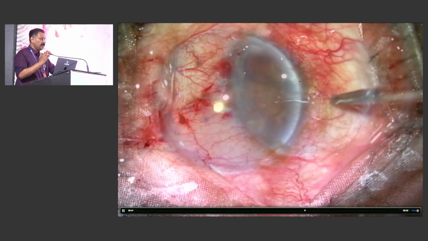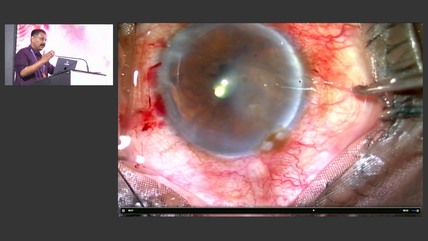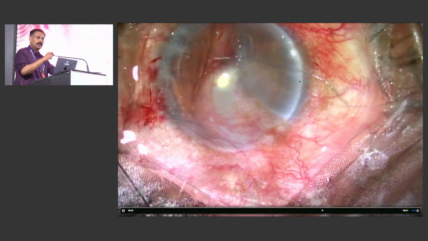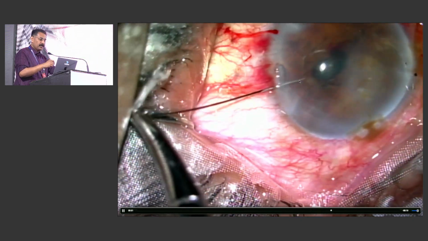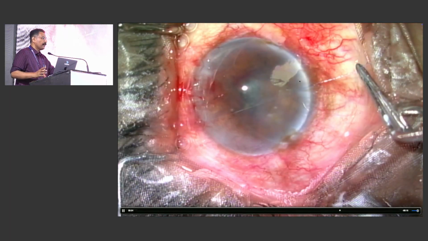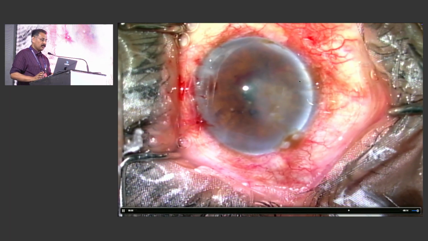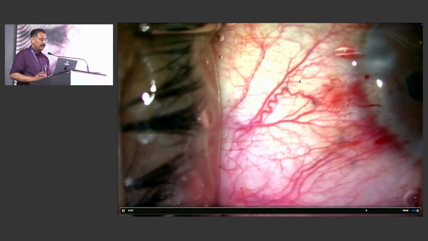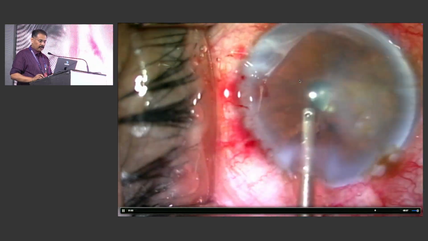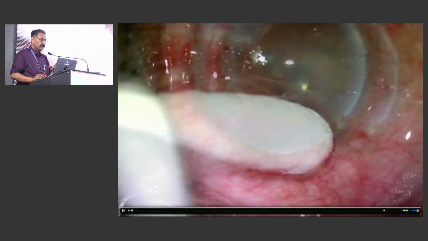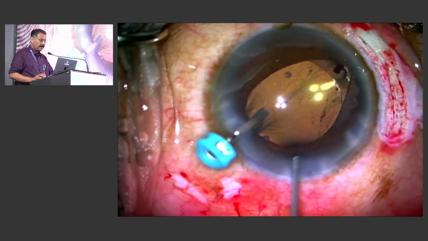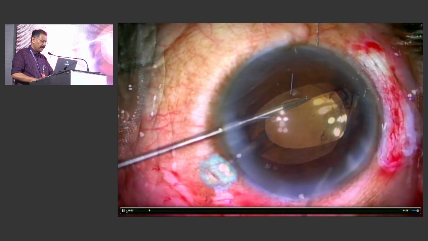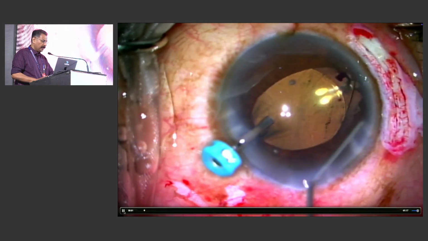So the Purkinje images 1 and 4 have to match within the pupillary area. That is what we need to make sure. I am making 4 throws, so that the pupil becomes close to 1.5 to 2 millimeters, and this will give you a very good aberration-free result. See, this is how you make sure that the Purkinje images are right in the center. And here, this is another case where we have already done an iridodialysis repair.